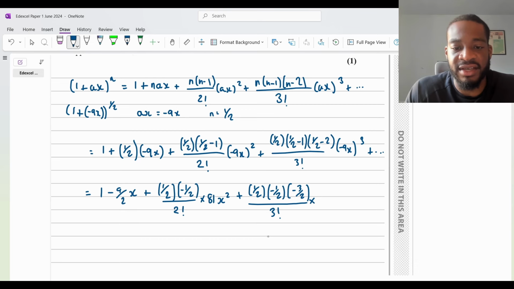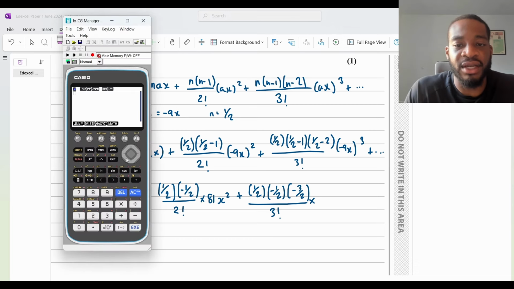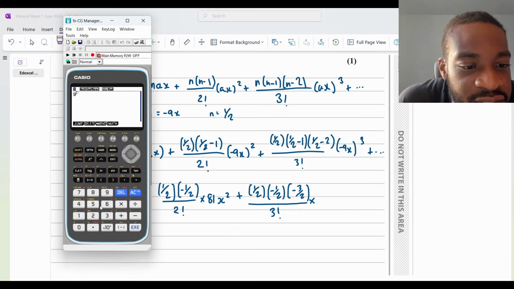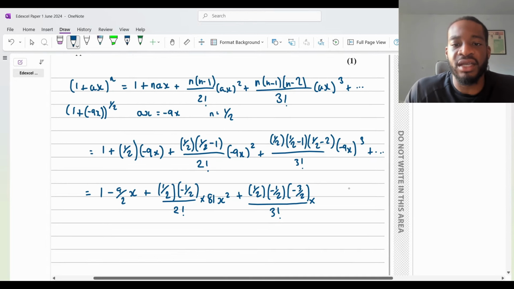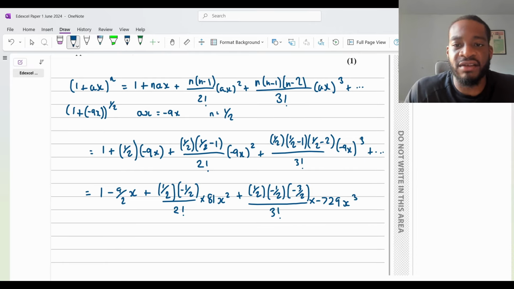I don't know what 9 cubed is. I think it's 729, but let's just check anyway. 9 cubed, because I think I saw that number somewhere before. Yes, 729. So that's going to be negative 729 x cubed, isn't it? We know it's negative because that power is odd. So I've got an odd number of negative signs, so it's going to be negative. So all we do now, very, very simple, you're just going to plug this into your calculator, and that will give you the coefficient of each of these.